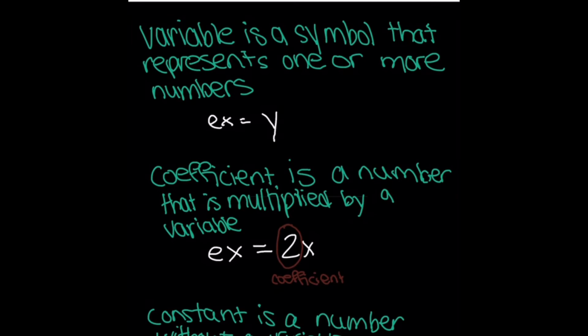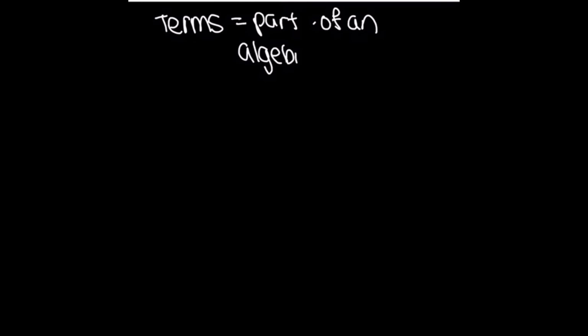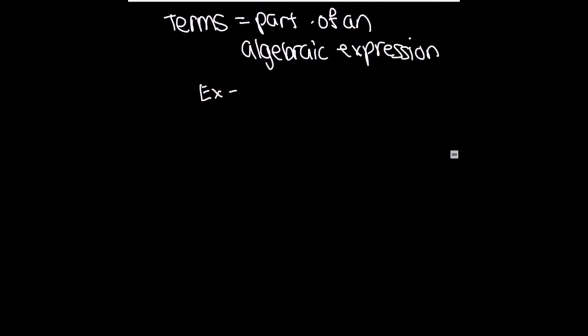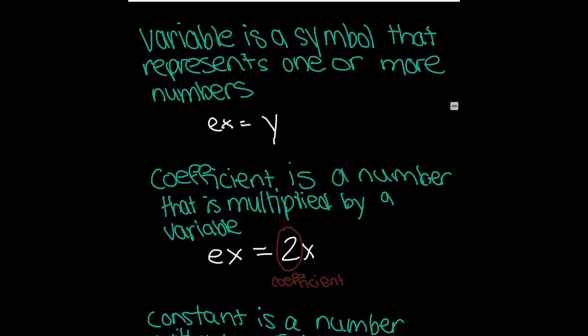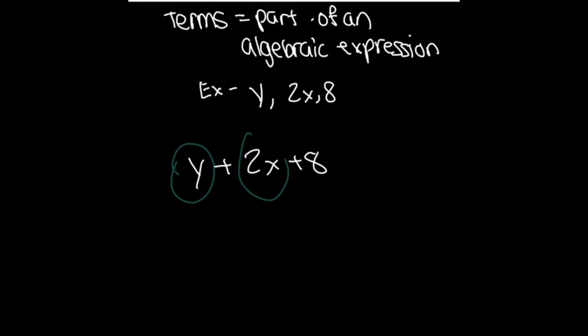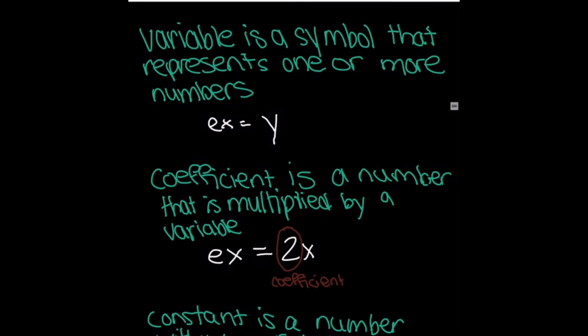Now what a term is, I'll write it on this next page. So terms are part of an algebraic expression. So, examples. If you look at the page before, we had y, 2x, and 8. So for instance, if we use all these examples and we came up with the expression y plus 2x plus 8, remember it doesn't have an equal sign, these individuals are the terms. So that's why we have them all over here. So all these variable, coefficient, constant end up being the terms.